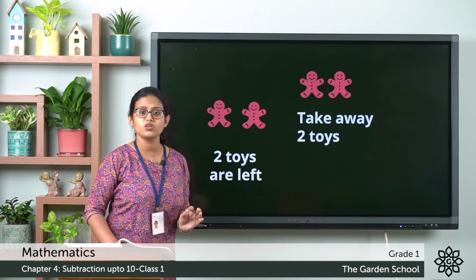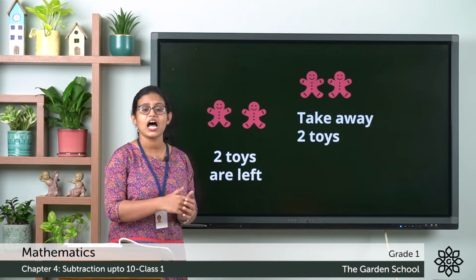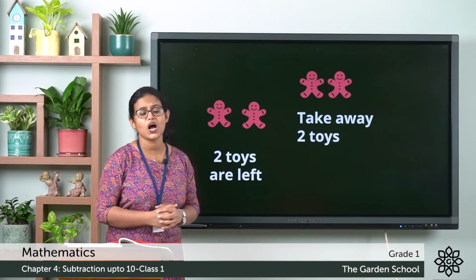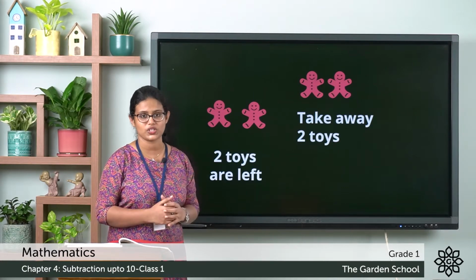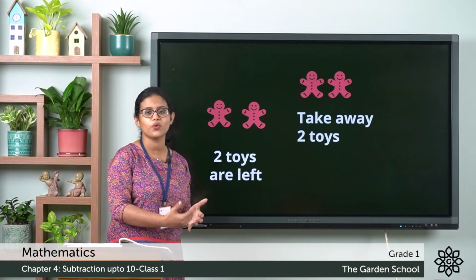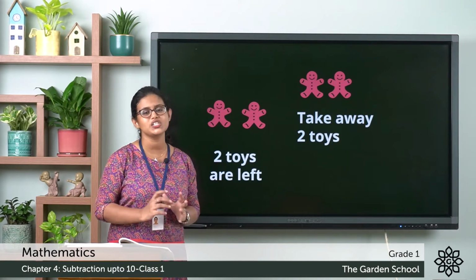So, you had 4 toys in total. From that 4 toys, I took away 2. Right. So, now how many are remaining? Only 2. So, that is subtraction. Here, you subtract 2 from 4. That is, you take away 2 from 4 and you got the answer as 2.